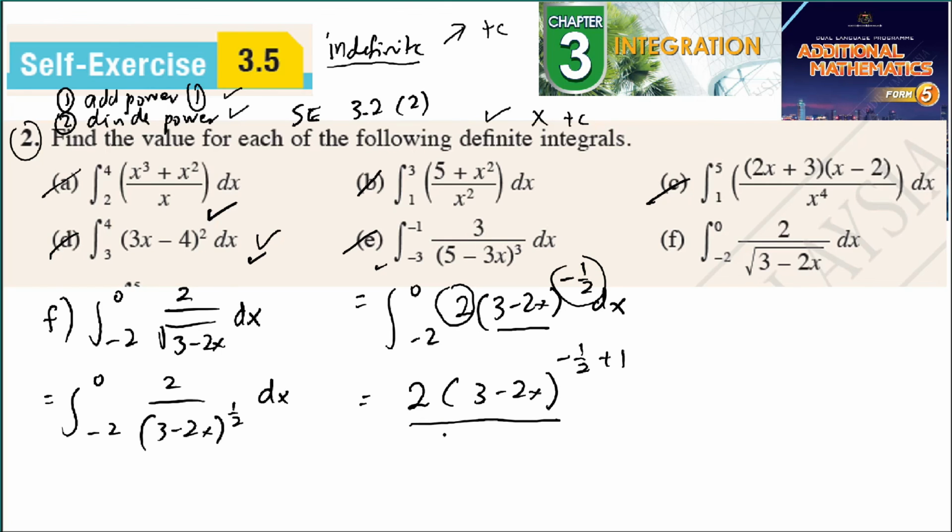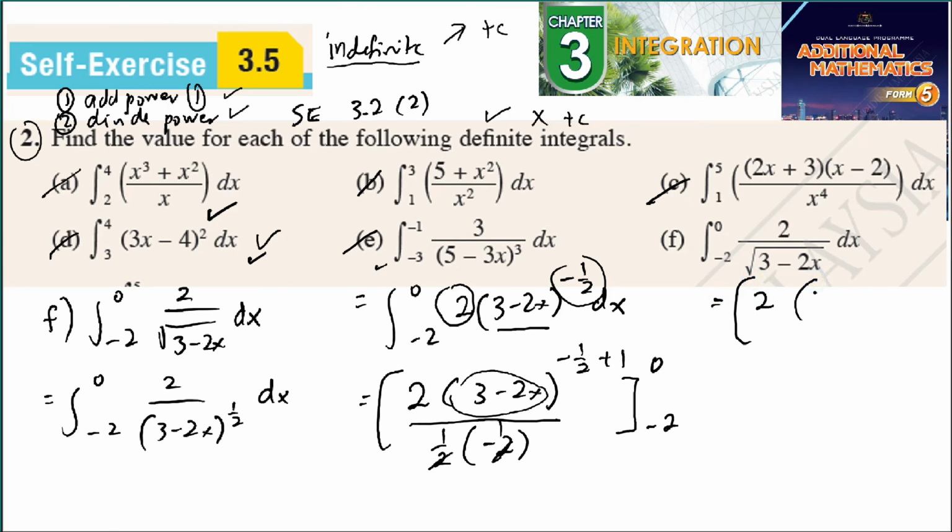Negative half plus 1, we get half. And then don't forget to divide with the differentiation of this one. So 3, you differentiate, you get 0. Negative 2x, you differentiate, you get negative 2. And then you close back. So here 0, negative 2. Negative half times negative 2, we get negative 1. So here we get 2. And then this one would be 3 minus 2x power of half.